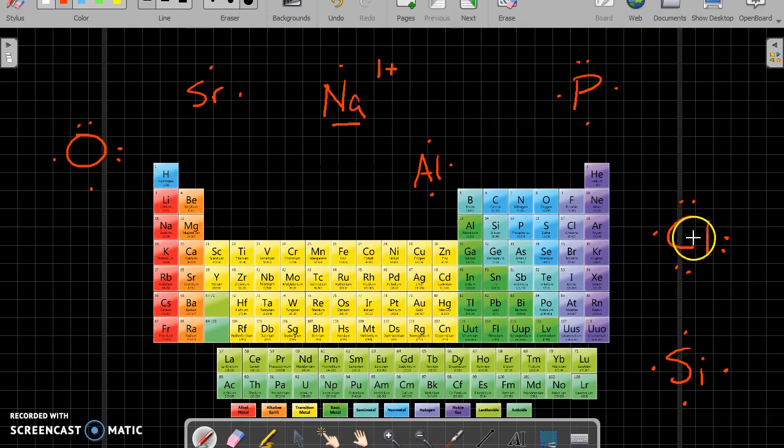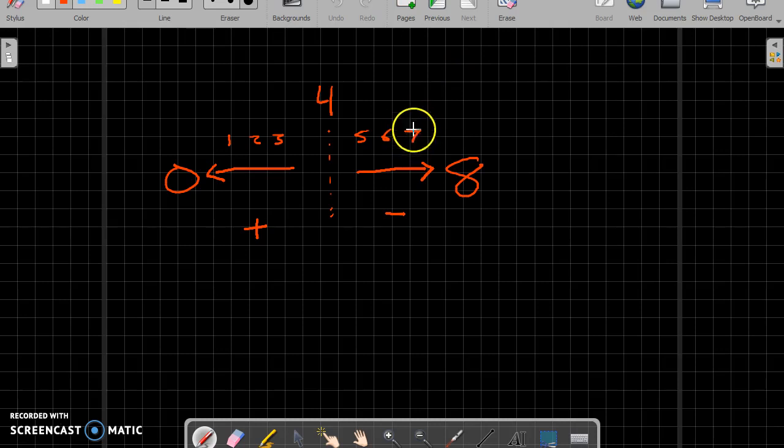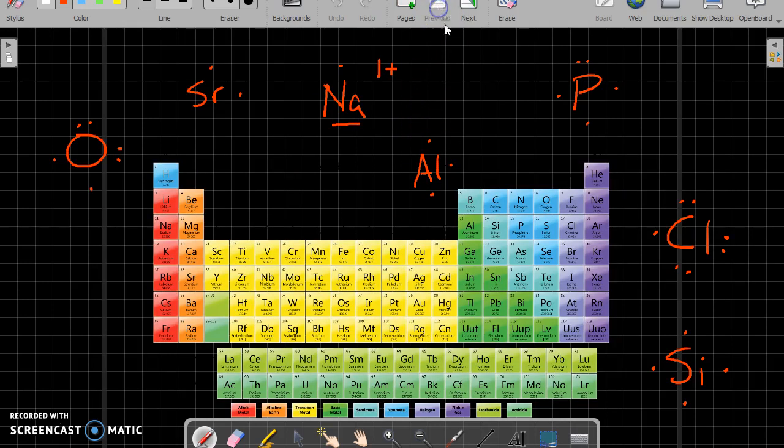Let's jump over here to chlorine. If you look at chlorine, it has 7 valence electrons, so what's it going to do? It's going to take to get up to 8. How many does it take? It's going to take 1, because it's only 1 away from 8, right? So he's going to take 1. That means he's going to be 1 negative for his charge.